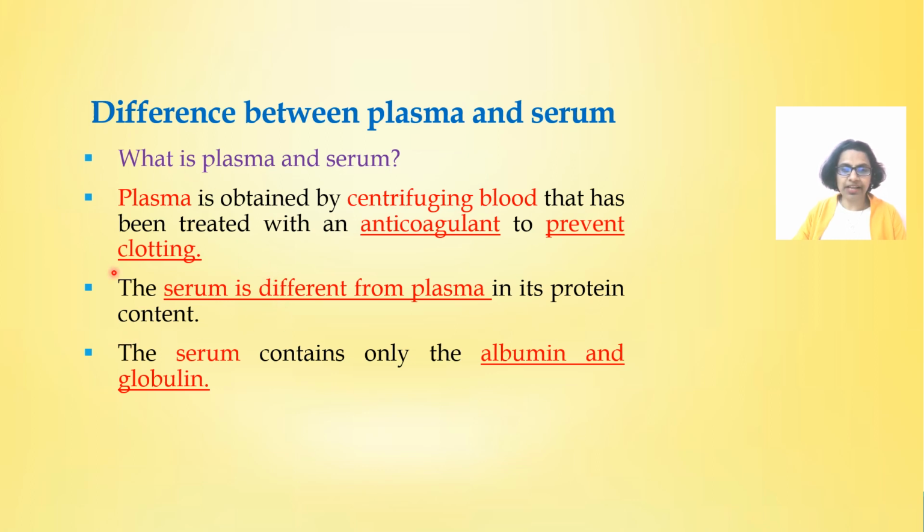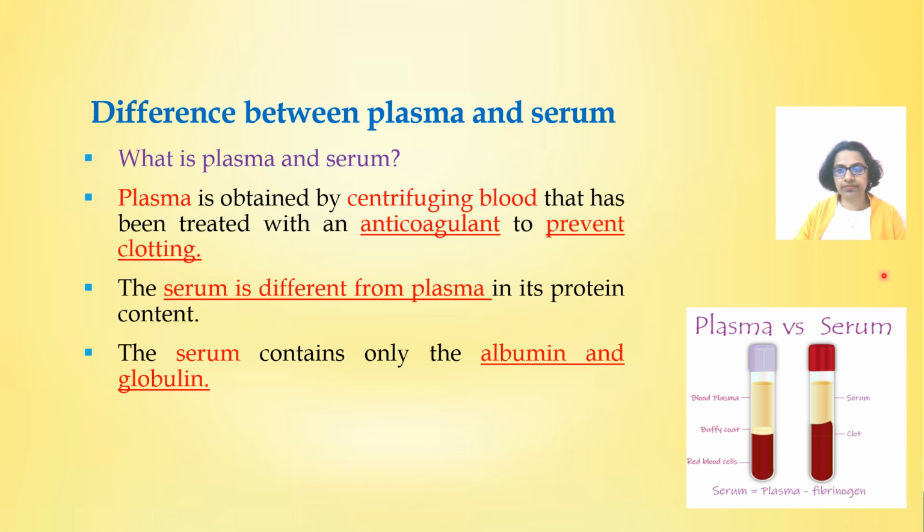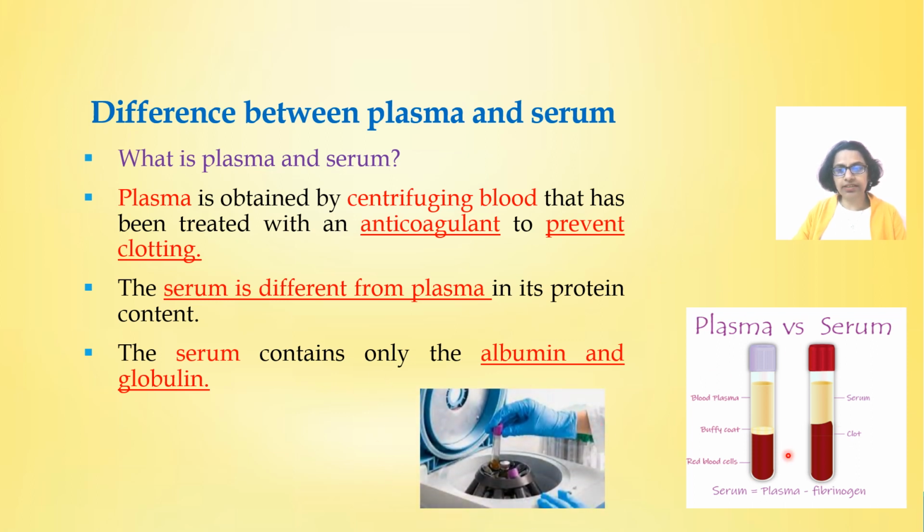So serum is different and plasma is different. What is the difference? The serum is different from plasma in its protein content. The serum contains only albumin and globulin. Here we can see plasma versus serum. The plasma consists of three components: albumin, globulin and fibrinogen, whereas serum consists of only albumin and globulin. And this is a machine we can see in the clinical area, known as a centrifuge.